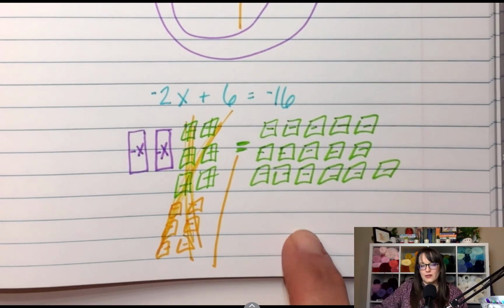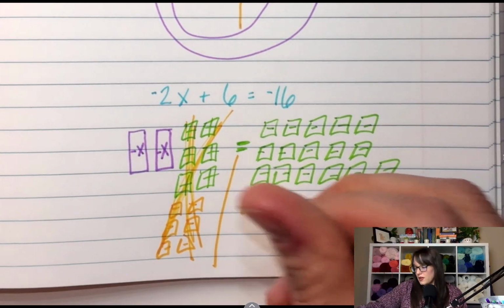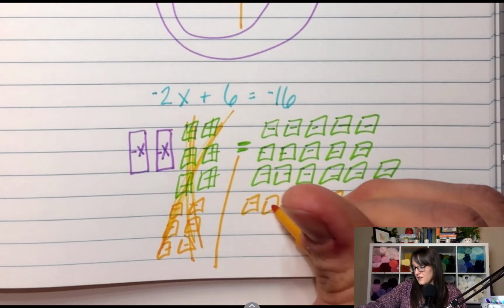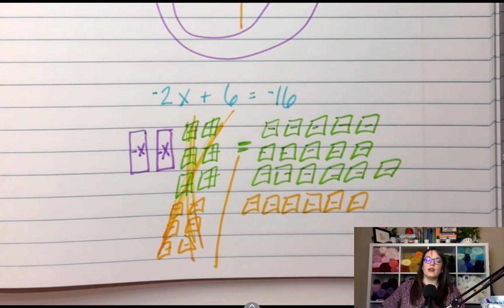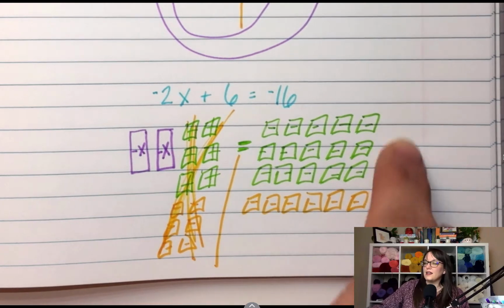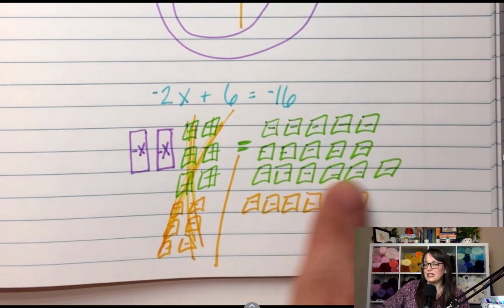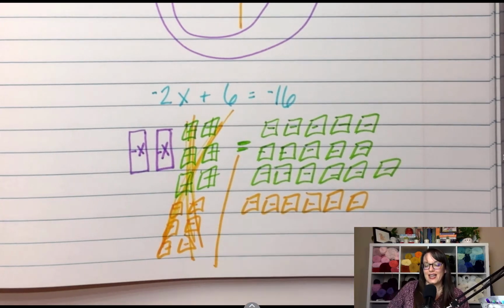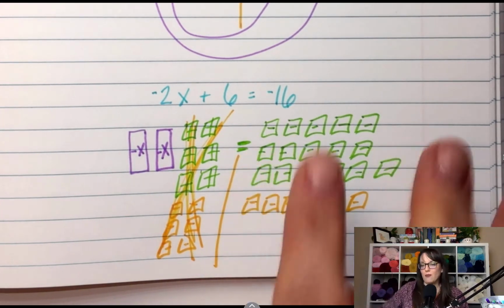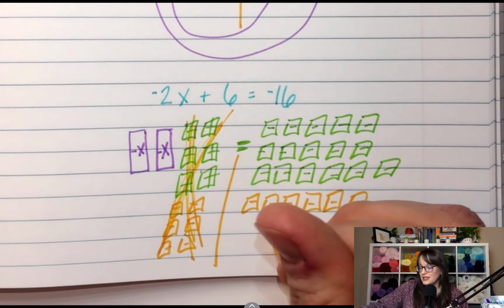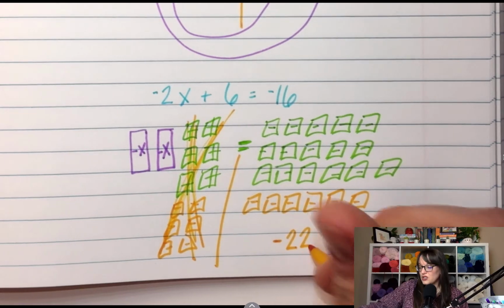What do I have to add to the right side? 6 negatives. Same thing. 1, 2, 3, 4, 5, 6. On this right side, what is my total? I had negative 16, and I just added 6 negatives to that side. How much is on the right side now? It is negative 22. So over here is negative 22 pieces.